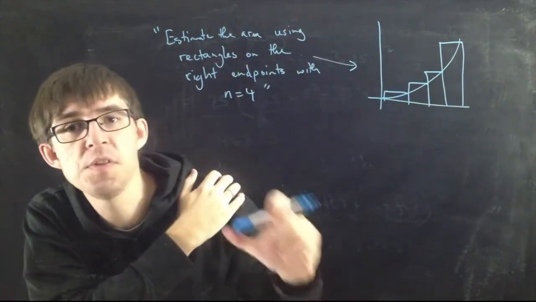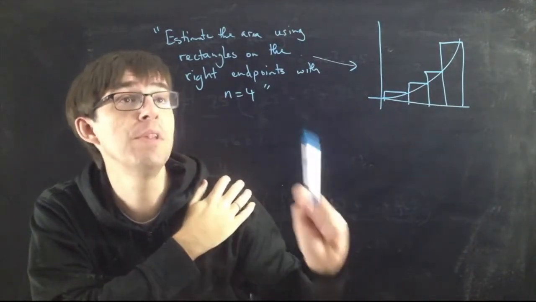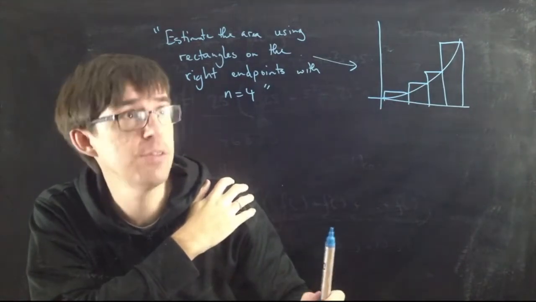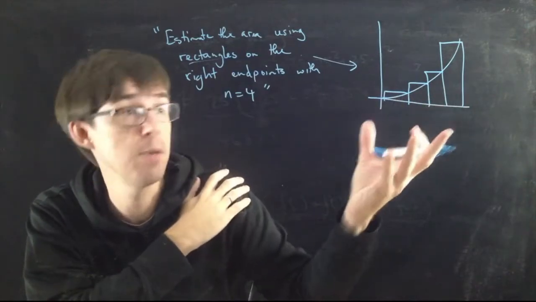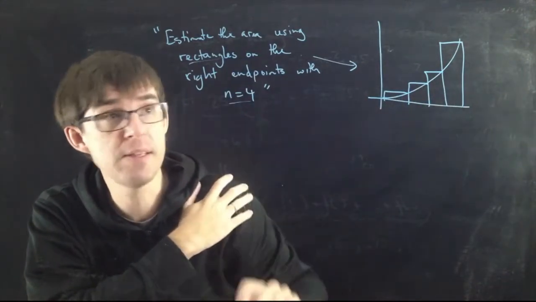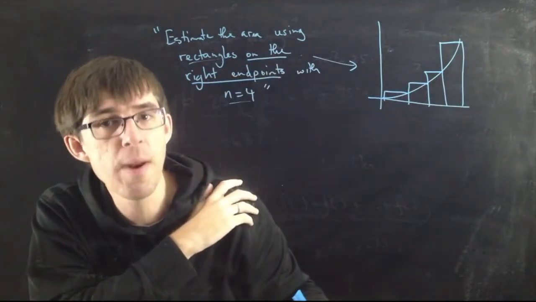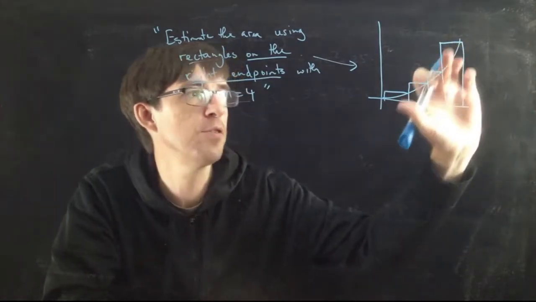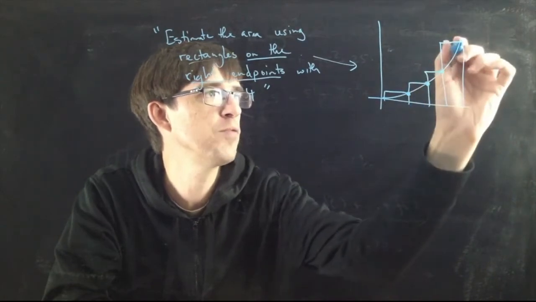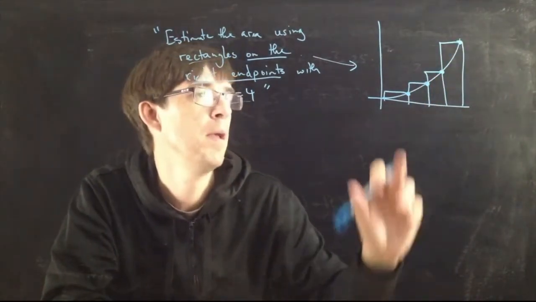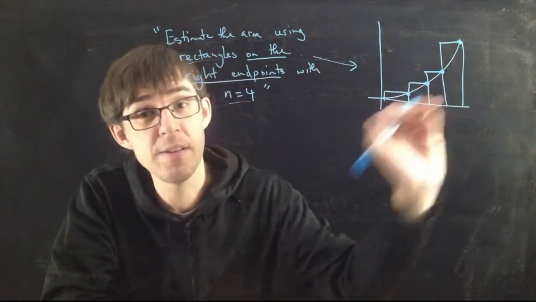The language that you're going to see used to describe exactly what we just did is going to say something like this. What we did was we estimated the area using rectangles on the right endpoints with n equals 4. So rectangles, of course, because that's how we did it. With n equals 4 means 4 rectangles. What about this phrase, on the right endpoints? This refers to the fact that these rectangles were drawn so that each one touches the curve on its right endpoint. All right? This is the right side of this rectangle. The rectangle on its right side touches the curve.